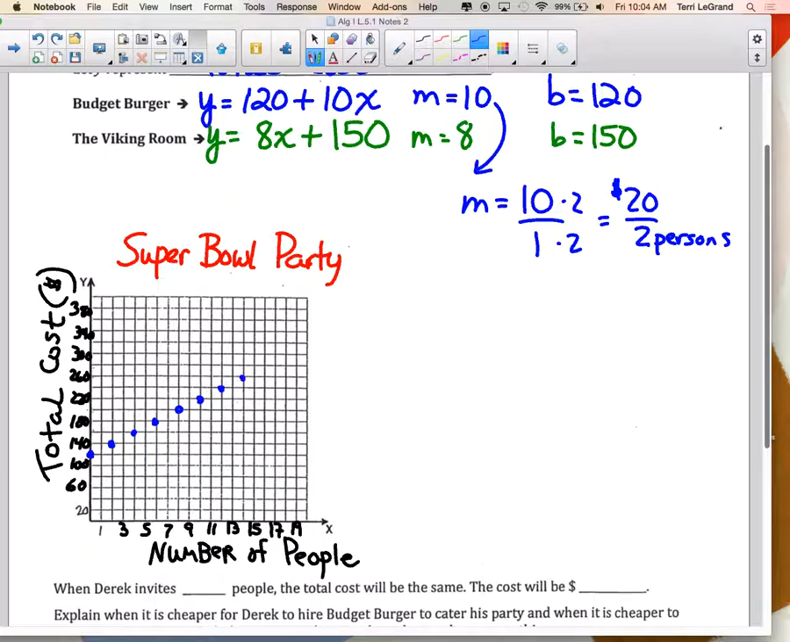So we have to be really careful, because if you had gone up 20 grid lines and over 2, would that have worked? No, that wouldn't have worked. So we have to make sure we're paying attention to what these numbers represent, and we actually graph what it's saying, even though it doesn't look like it.